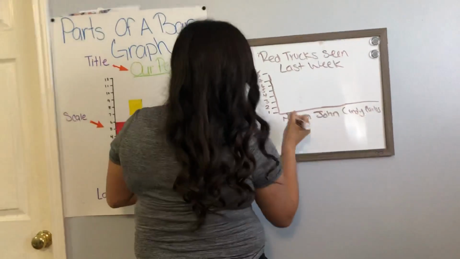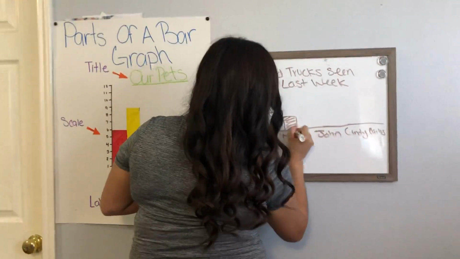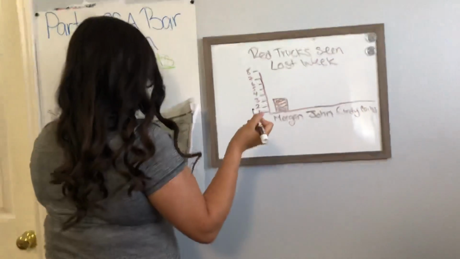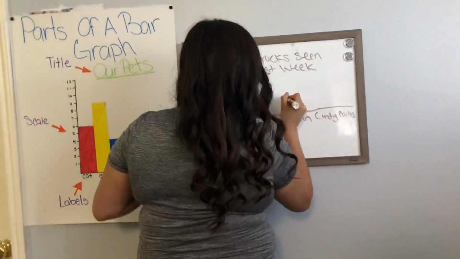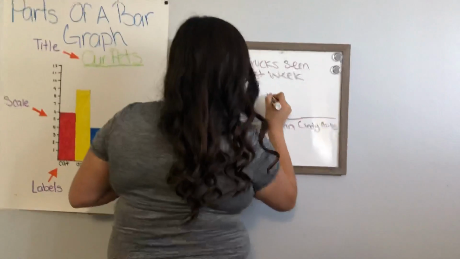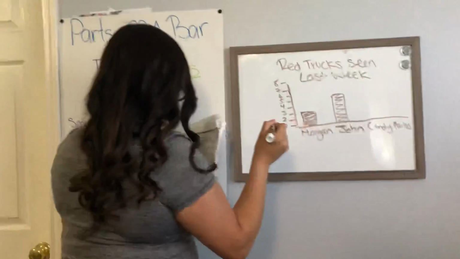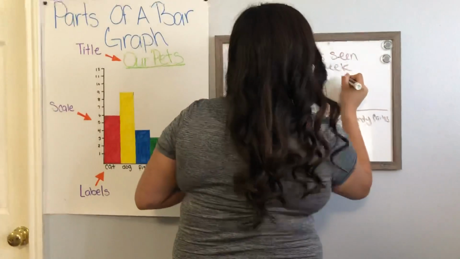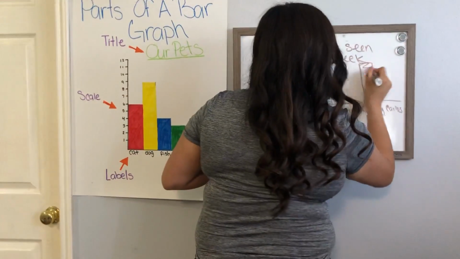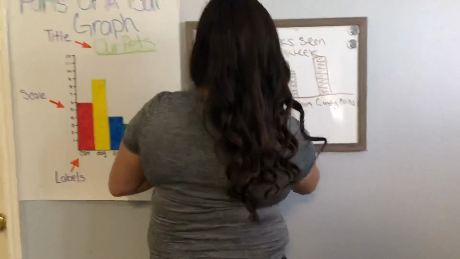So let's say that Morgan saw 3. And we'll put that John saw 6. We're going to try to level it with 6 here. And let's put Cindy, she saw 8. I'm going to make this a little bit higher. And we'll put Carlos, that he saw 4.